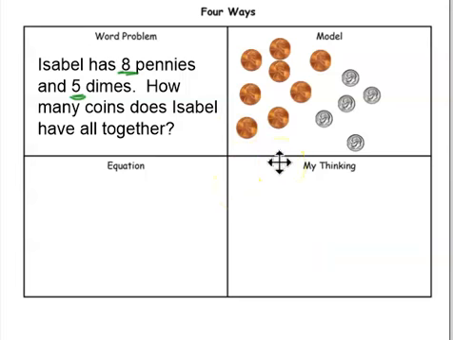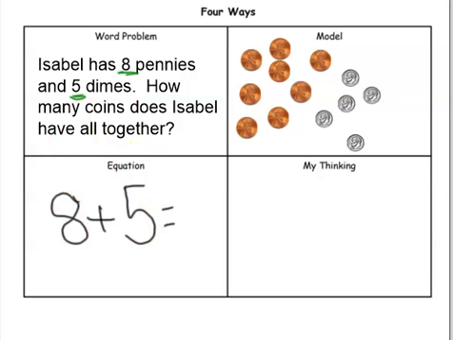What are we thinking? What would our equation be? What are we going to do with it? We have 8, and we're going to add 5 to it. Why would we add 5 to it? That's right, because we want to know how many are in all.